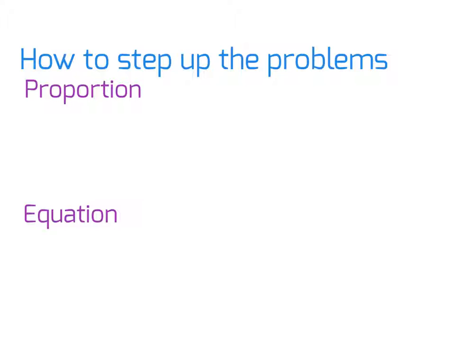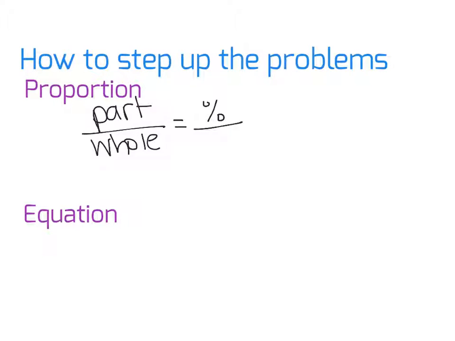There are two different ways that I'm going to go over to set up these problems. One is you can set up and solve a proportion. The other is you can set up and solve an equation. Remember, a proportion is two equal ratios. I think of this proportion as the part over the whole, which is equal to your percent. Remember, a percent is always out of 100, so a percent over 100.